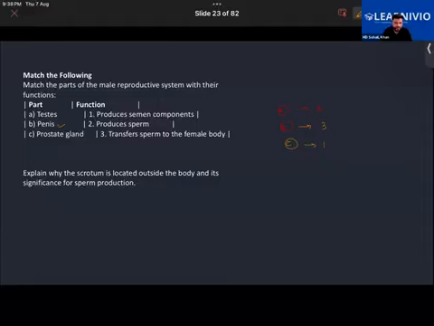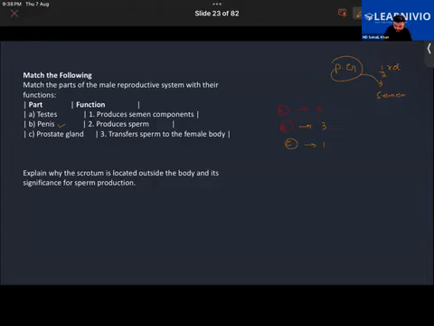Also, prostate gland makes up 1/3 of the content of the semen. Remember this? Prostate gland constitutes 1/3. Let me write here. Prostate gland constitutes 1/3 of the total content of the semen. Getting it? Let us suppose we have 10 milliliter of semen. Out of that 10 milliliter, 3.3 milliliter will be the secretion of the prostate gland. It will be the prostate fluid. Am I clear? Yes, sir.